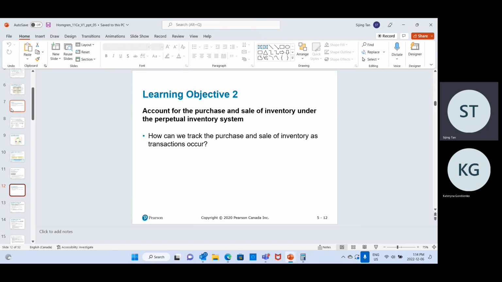Now, when we move on to chapter objective number 2: how can we track the purchase and sale of inventory so that you know how much inventory you have?